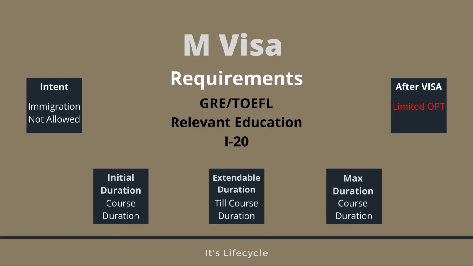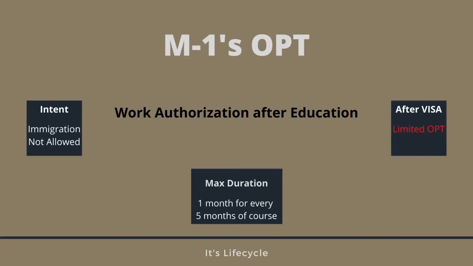After the M1 visa, you can apply for OPT, but it's very restricted. Let's take a look at M1's OPT. M1 OPT is nothing like F1 OPT. It is more restricted and is for a limited period. The OPT period is just one-fifth of your course duration. For example, if you are here for a pilot course for 5 months, you only get OPT for a month. Moreover, OPT places more clutter on M1 than F1.